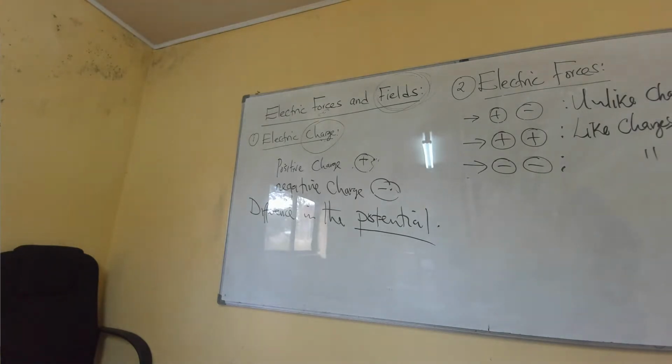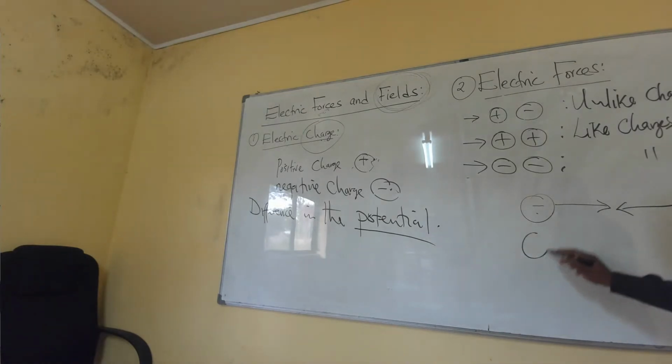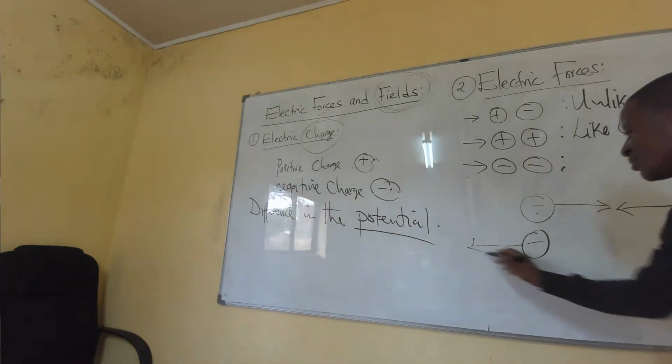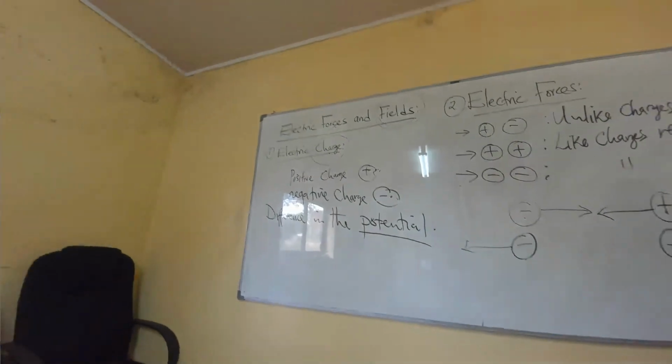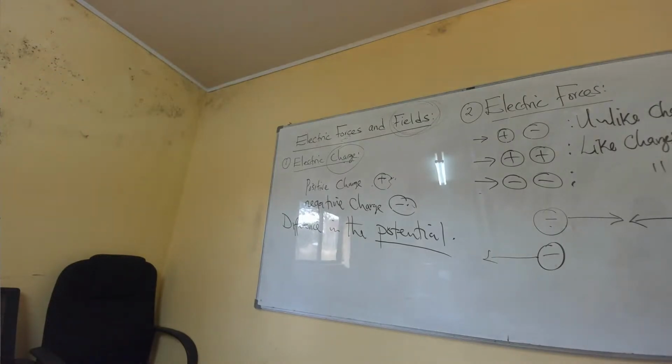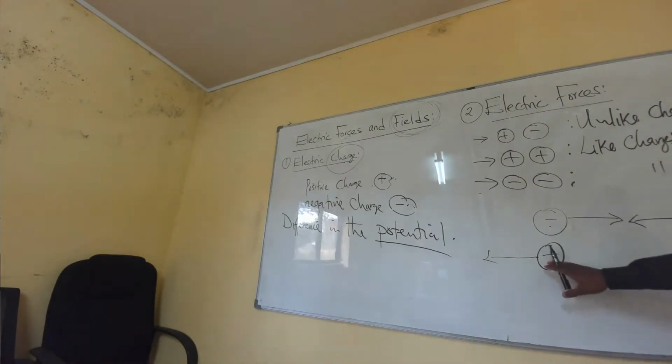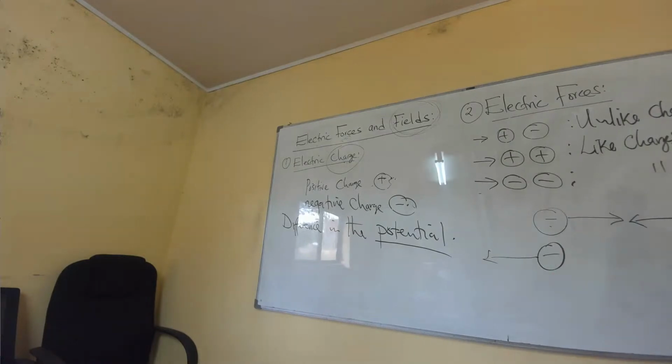We just need to know that, for example, when we have a negative here and a positive here, it means that we'll have some force of attraction in this direction because we have two unlike charges. And if we have a negative and a negative here, it means that we'll have some force of repulsion, where this will try to repel that, and that charge will try to repel that. It's that simple.